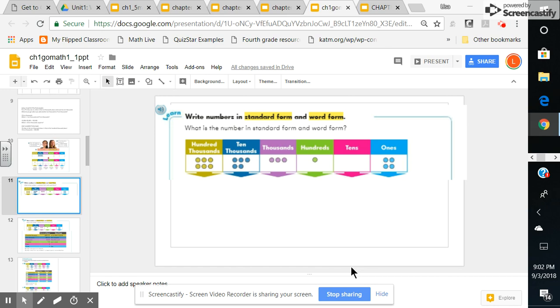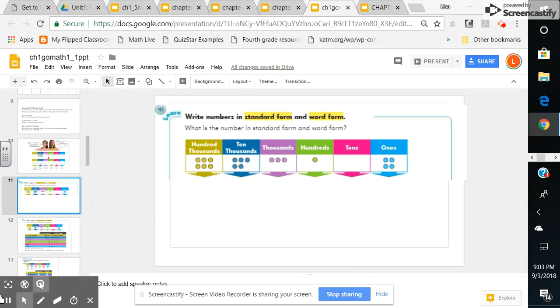Today we are going to learn and review how to write numbers in both standard form and word form. As you can see here, it is asking what the number is in standard form and word form. You have a place value chart that I'd like you to use, and you're going to put your place value chips where they appear, just as in this diagram here.